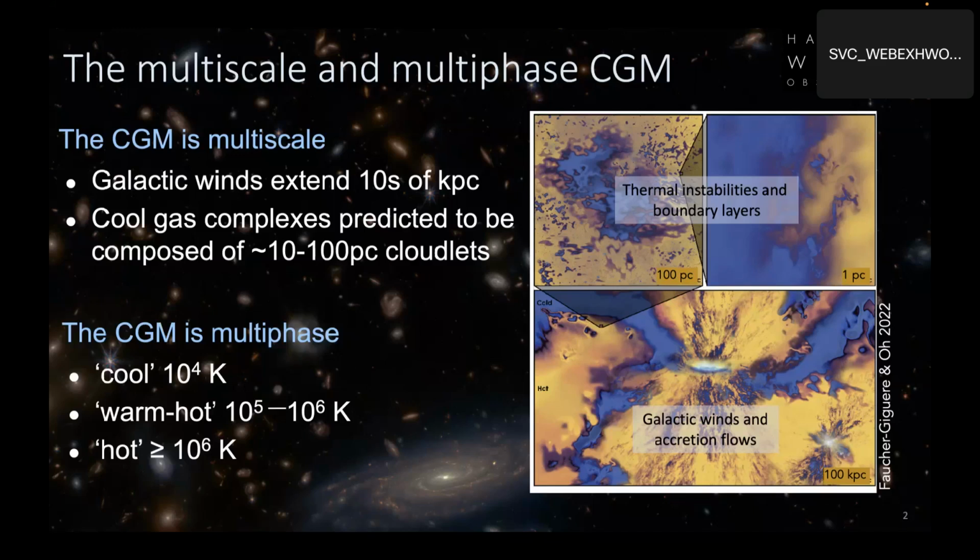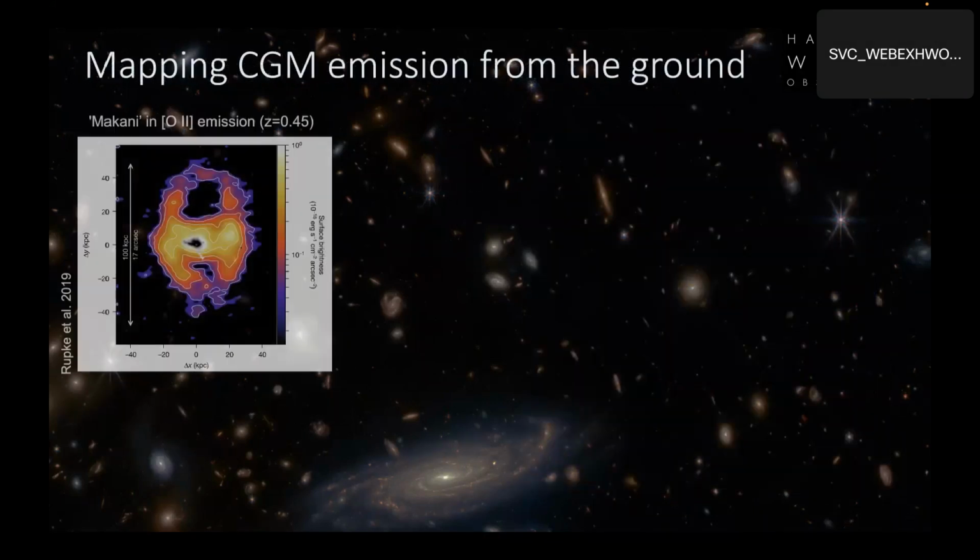The CGM is also multi-phase, as denoted by the color scheme here. Bluer colors correspond to cooler gas at 10 to the 4 Kelvin, yellow and orange 10 to the 5, 10 to the 6, and beyond. So these are the key regimes to which we're sensitive in the ultraviolet.